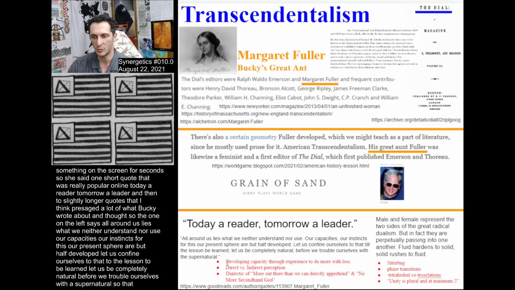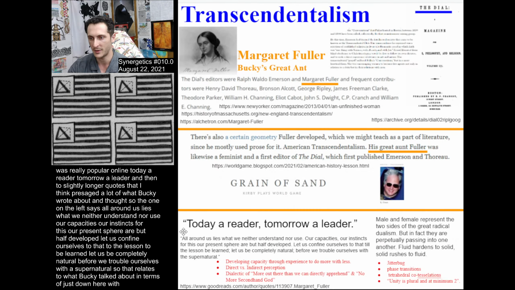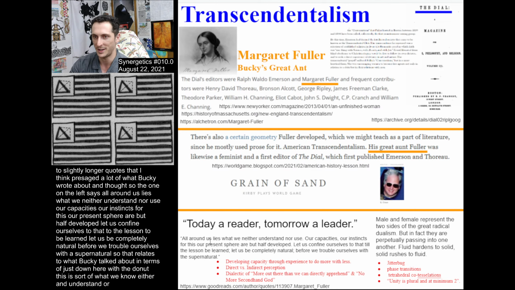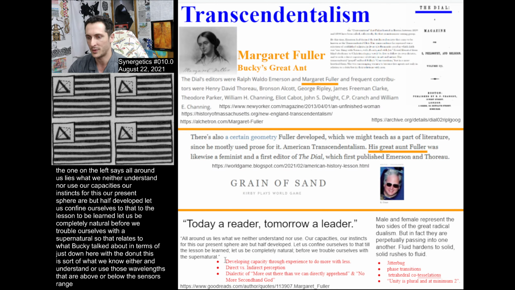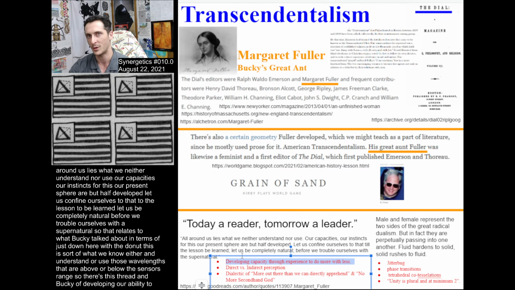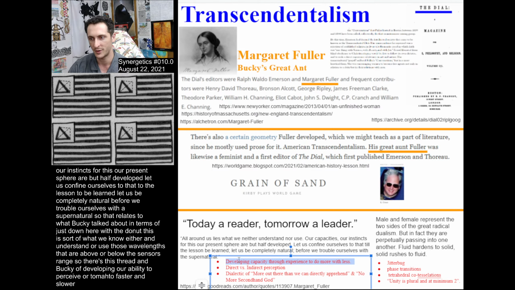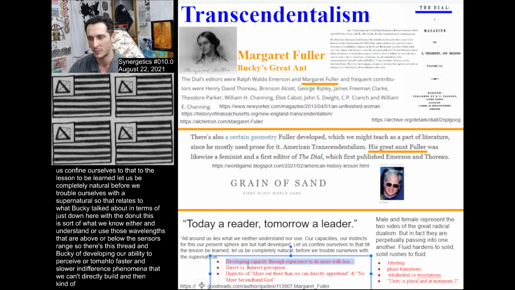So that relates to what Bucky talked about, just down here with the donut. This is sort of what we neither can understand nor use, those wavelengths that are above or below the sensor's range. So there's this thread in Bucky of developing our ability to perceive or to model faster and slower and different phenomena that we can't directly build, and then kind of being in feedback with building.